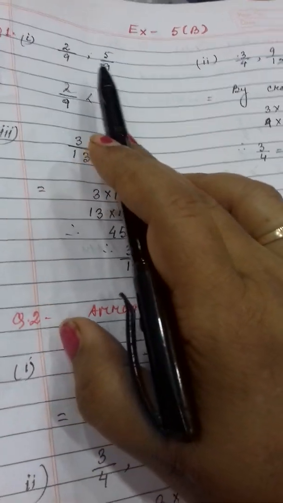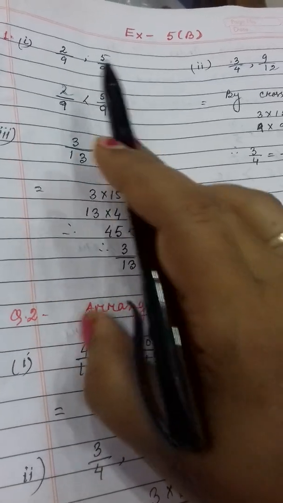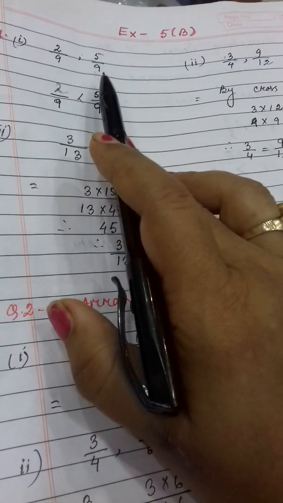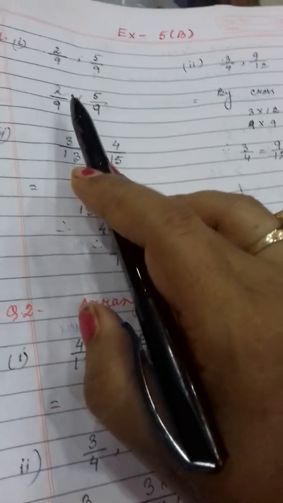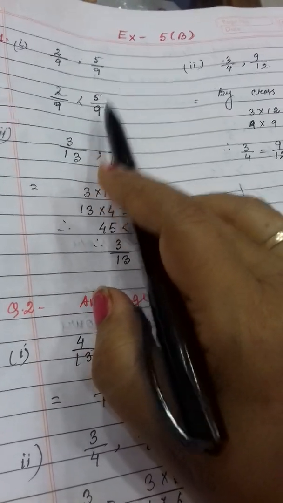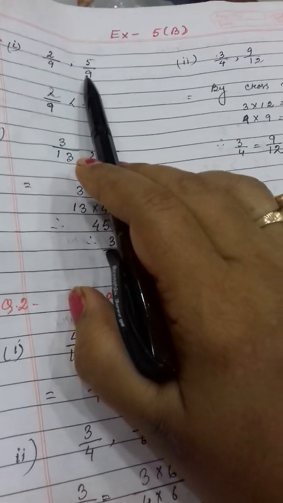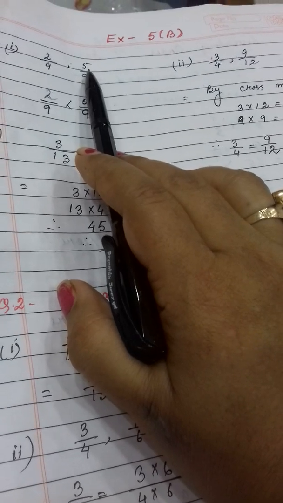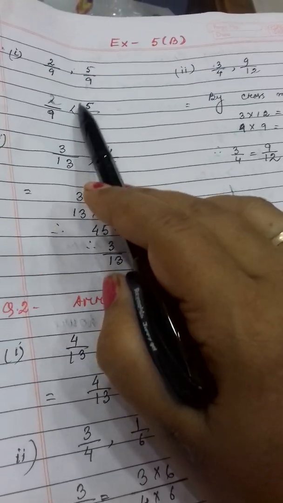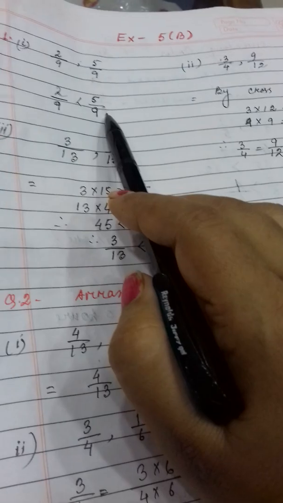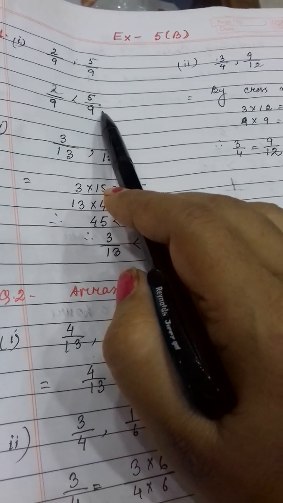So here we see the first one, I have done one number. Here 2 by 9 and 5 by 9. So both are like fractions. Denominators are same. So as both are like fractions, automatically the fraction which has the greater numerator will be the greater fraction. Yes or no? Do you remember what I taught you?